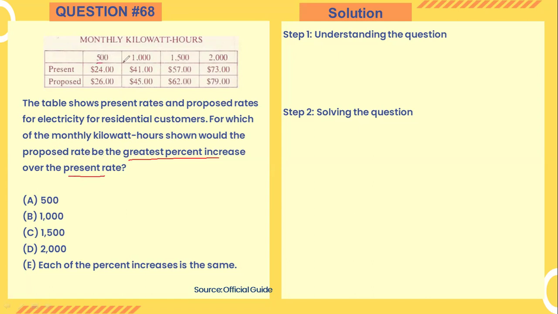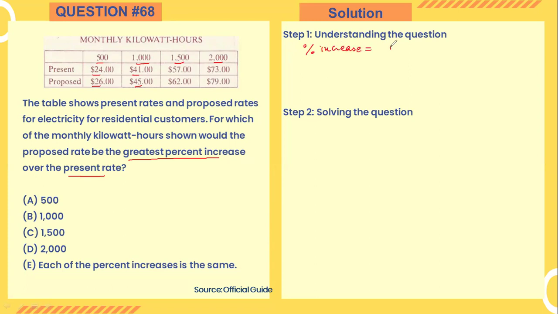If you understand, 500 kilowatt, 1000 kilowatt, 1500 and 2000, and there is a present value that is $24, and it is proposed as 26. Similarly, for 1000 kilowatt hours, it is $41. It got increased, and the proposed is 45. So the question is greatest percentage increase. So if we have to find out the percentage increase, what is the formula?